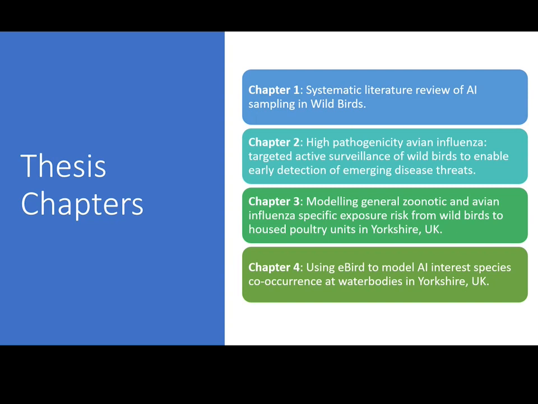Then chapters 3 and 4 take a modelling approach. The first is looking at modelling around poultry farms, which is our chapter 3, and who's present there and what risk they might bring. And chapter 4 uses eBird data to look at co-occurrence of these species that are present at poultry farms at water bodies as another identified site of risk.